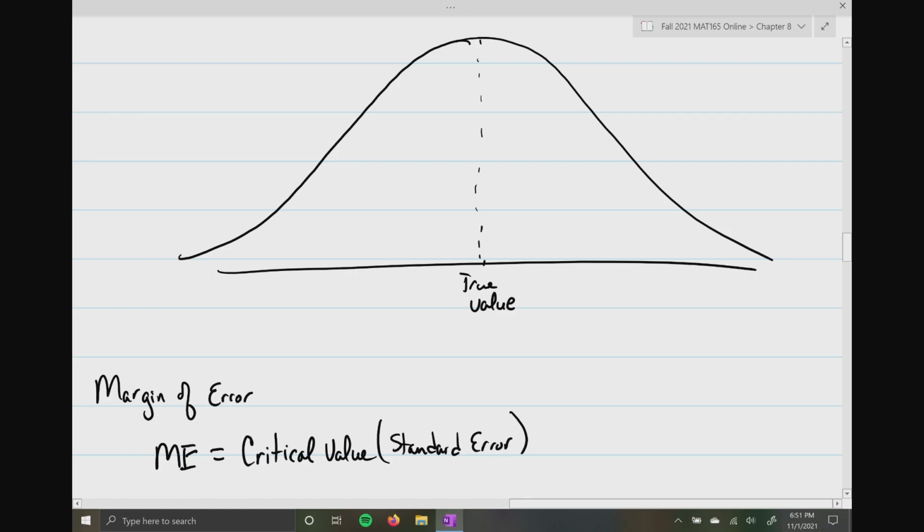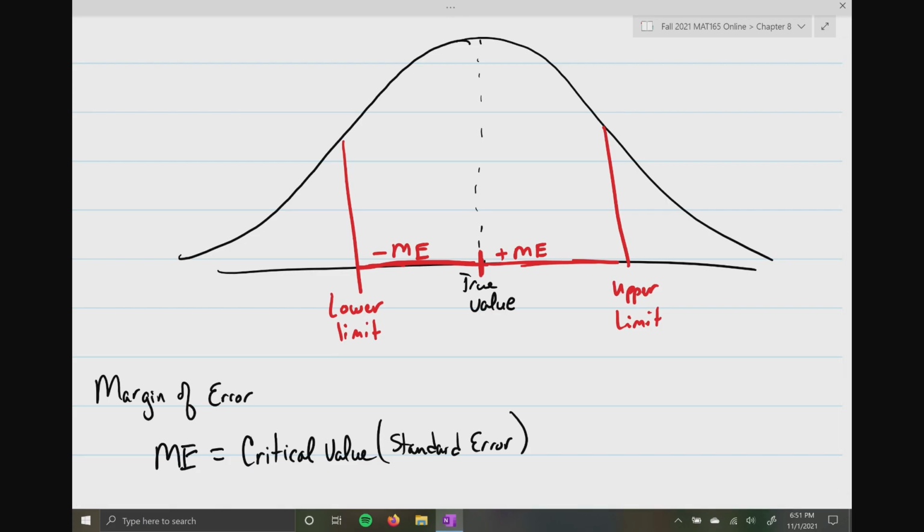So what does all this stuff mean? Well, let me show you. The true value is right down the middle. We're going to have our lower limit, and then we're going to have our upper limit. This distance from our true value to the lower limit or the true value to the upper limit is going to be our margin of error. And there's two of them. There's a minus the margin of error, and then a plus the margin of error.